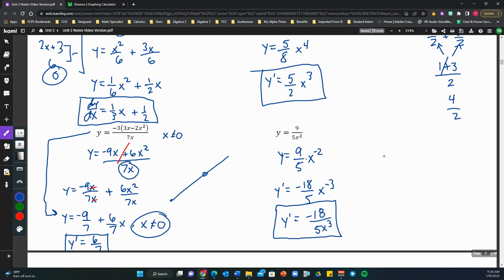And that is it for the product and quotient rule. So now you are ready to try some of these problems on your own.